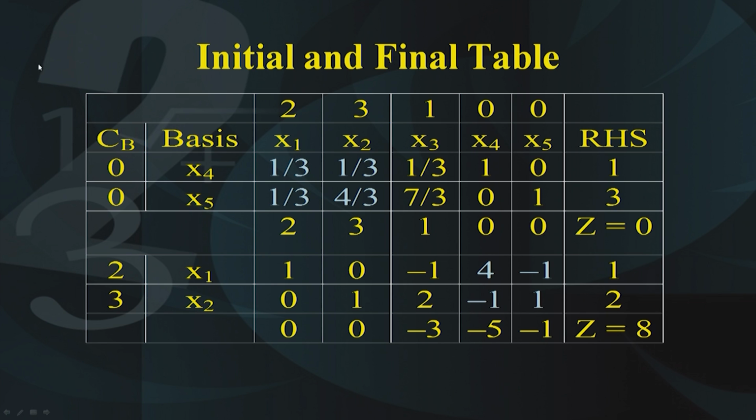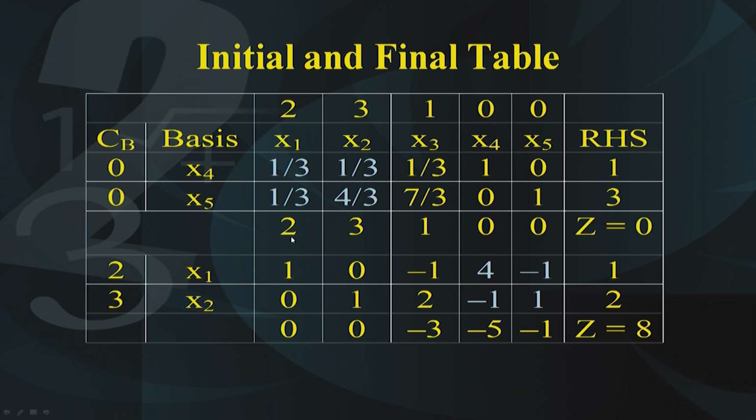Now, the initial table has the bases x4 and x5, because both the constraints are of the less than or equal to type and therefore, we need to add slack variables. So, the bases will be x4 and x5 and their coefficients in the objective function are 0 and 0. The column under x1 will be 1/3, 1/3. Similarly, the column under x2 will be 1/3, 4/3. The column under x3 will be 1/3, 7/3, and x4 will be 1, 0, x5 will be 0, 1, and the right hand side is 1, 3, right.